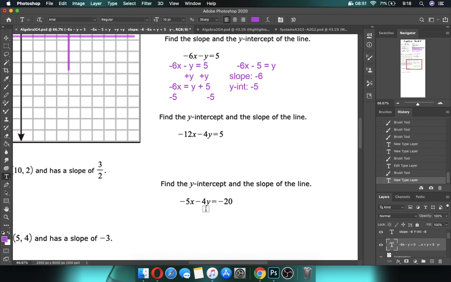Let's take a different problem. So 12x plus 4y equals 5. I'll do this all here so I give myself a little bit more room. So we have -12x minus 4y equals 5.